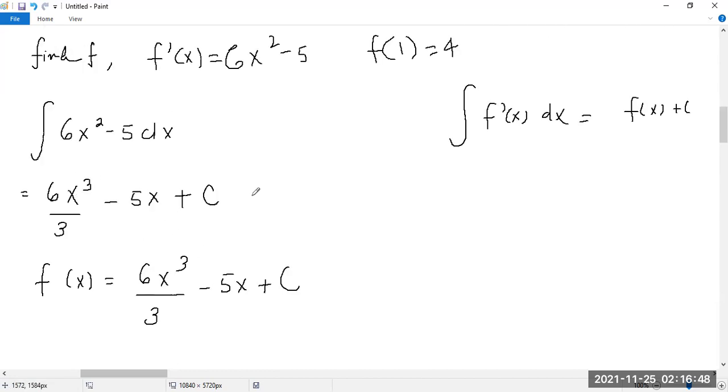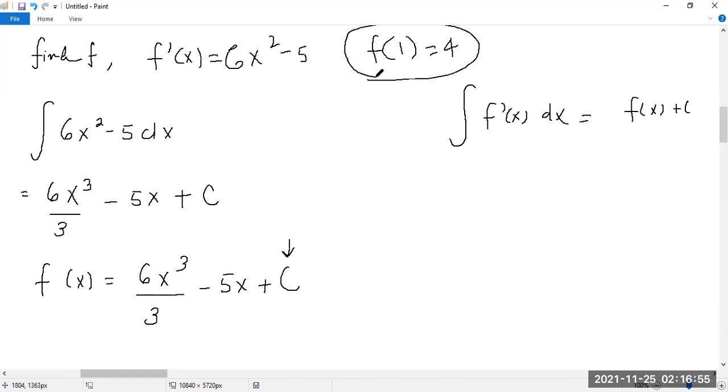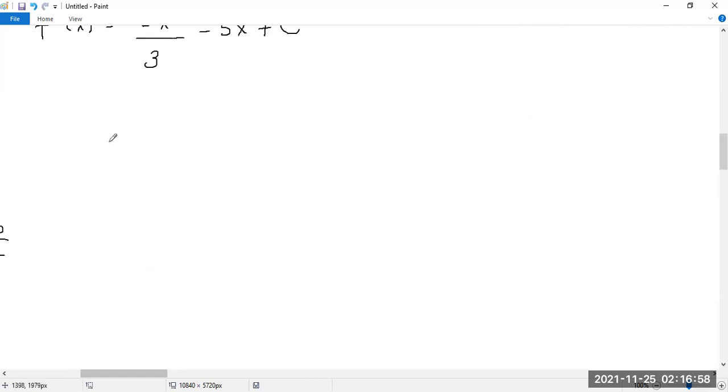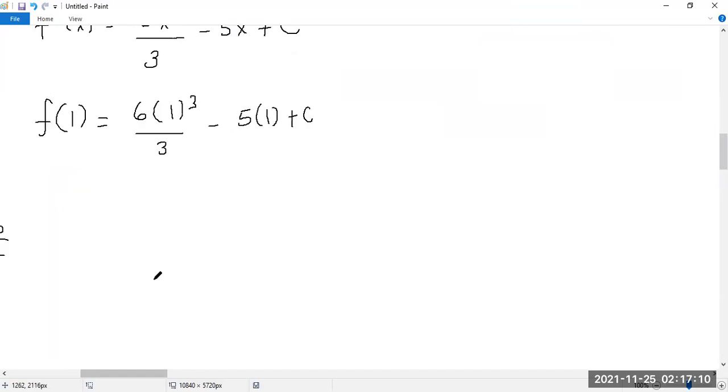And the idea here is that now we want to solve for this c guy here. F of 1 is equal to 4. So if we plug in f of 1, right? So we've plugged in 1. And if we solve, f of 1 equals 6 over 3 minus 5 plus c.